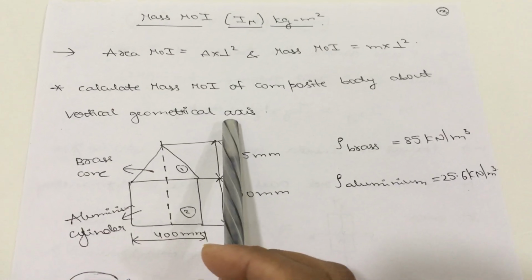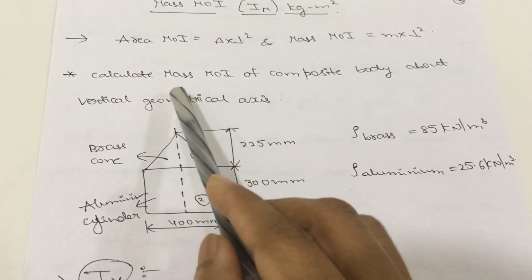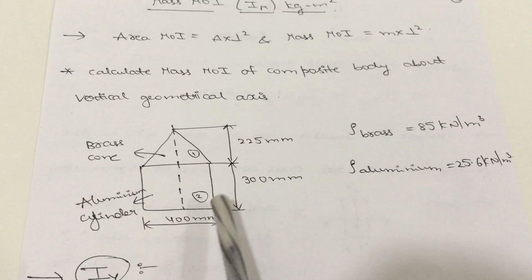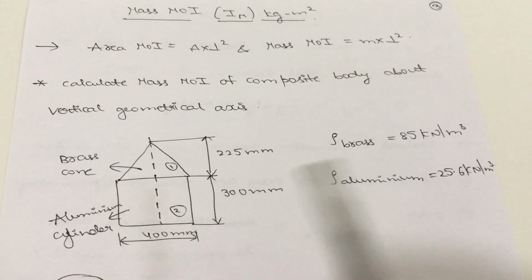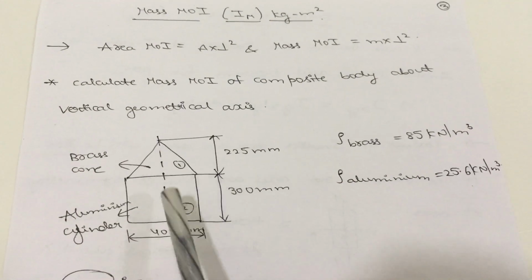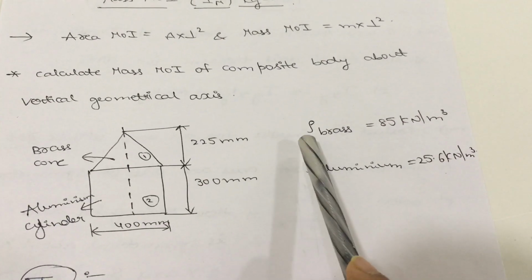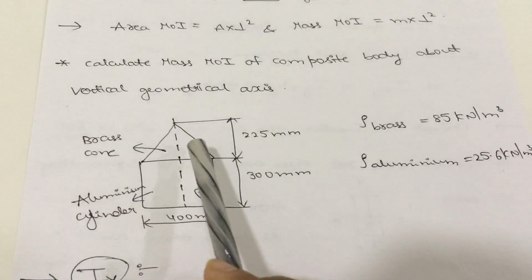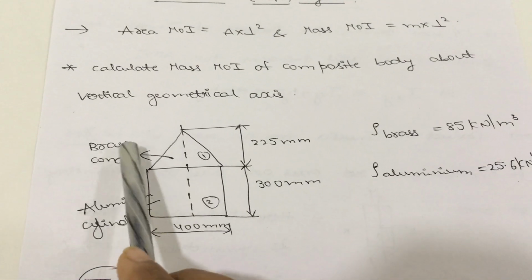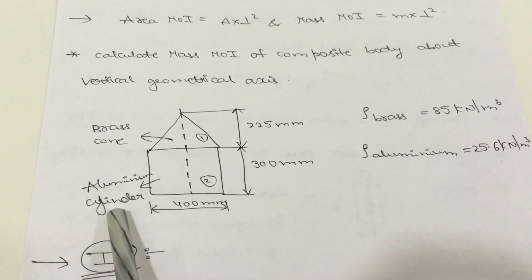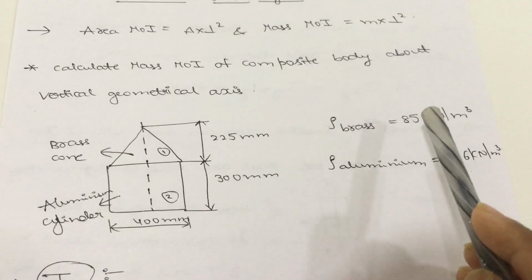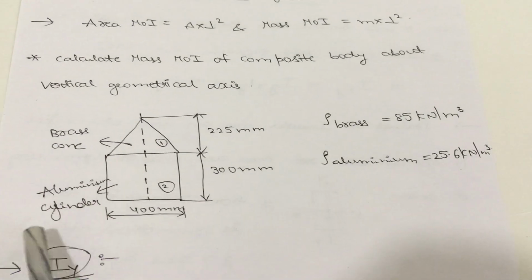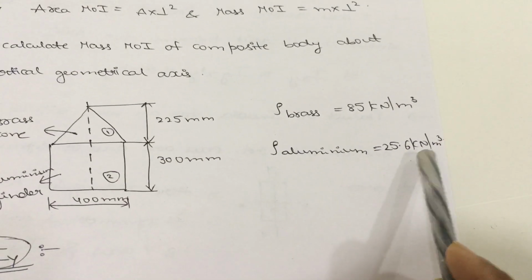The vertical geometrical axis, for this diagram, is the y-axis. So we need to consider the geometrical considerations of the first section and second section also. And here density values are given for this question. In this complete composite body, two sections are there. The first section is a brass cone and the second section is an aluminum cylinder. For the brass cone, the density value is given as 85 kilonewton per meter cube, and the density for the aluminum cylinder is given as 25.6 kilonewton per meter cube.